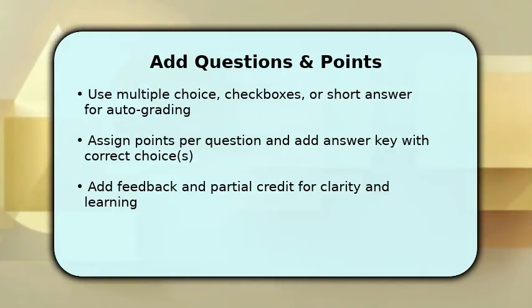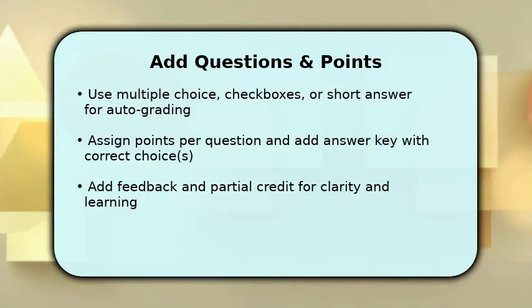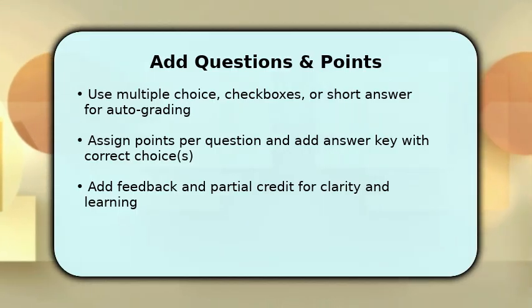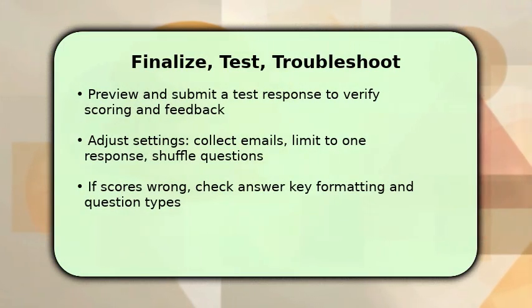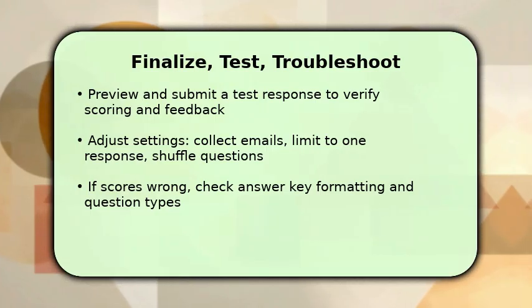You can add answer feedback and set partial credit for multi-select items, which improves fairness. Make sure to finish by previewing and submitting a full test response so you can confirm scores, feedback, and any point totals. Once satisfied, adjust settings for respondent restrictions, email collection, and question shuffling to match exam conditions.